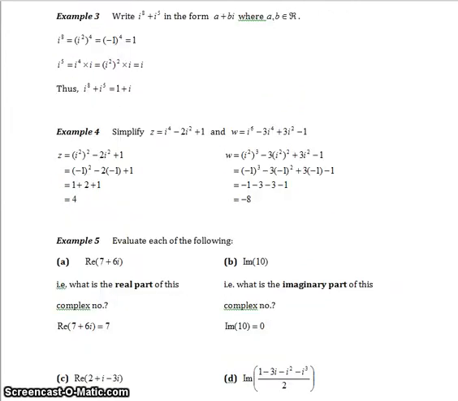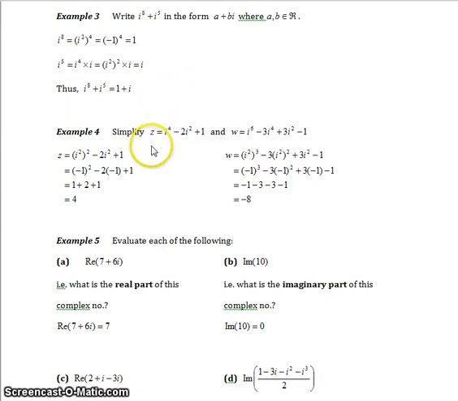Alright, as we go down a bit further, our next example is fairly straightforward. Write i to the 8 plus i to the 5th in the form a plus bi, where a and b are real numbers. So i to the 8 can be written as i squared to the power of 4. i squared is negative 1, to the power of 4 will be 1. i to the 5th power, we've worked out previously on the other page, comes out as i. And so to add these two complex numbers, it turns out to be 1 plus i. So i to the 8th power plus i to the 5th power is equal to 1 plus i.